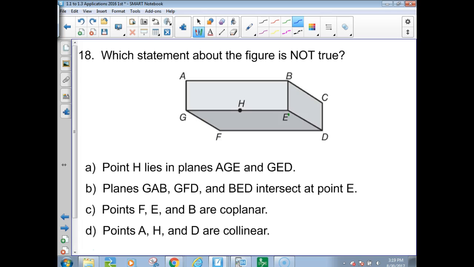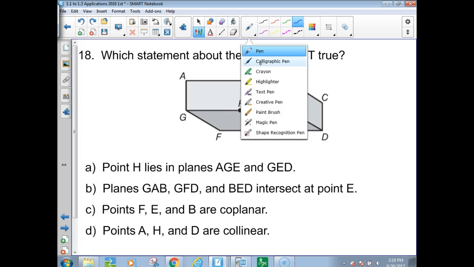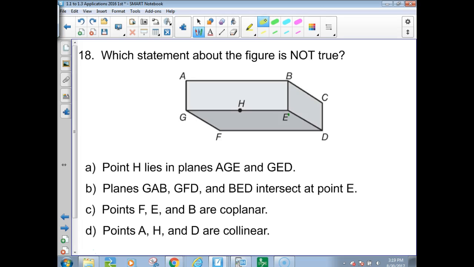All right, point H lies in plane AGE, and I'm going to use a highlighter. AGE would be the back. What I need you guys to remember is that when you are talking about a plane, they only give you 3 points. You need to continue coloring in the whole flat surface. You have to think of the entire flat surface. Okay. Then it says point H lies in GED as well? Well, that's the bottom, right? So H is in there no matter how we think of this picture. So that would be true.